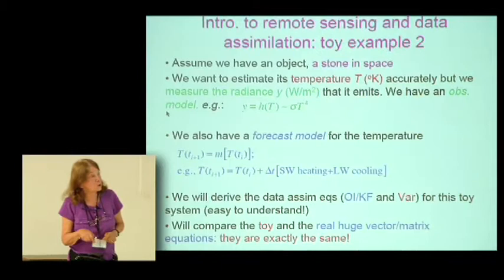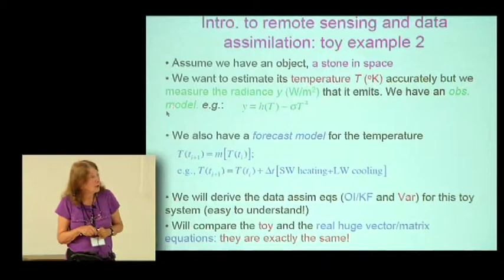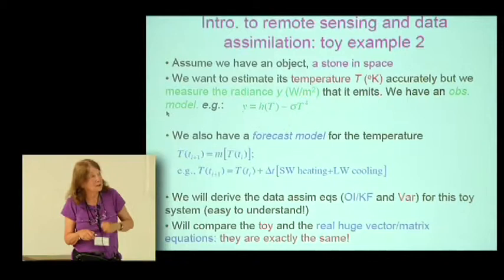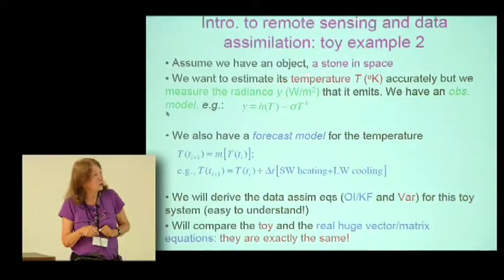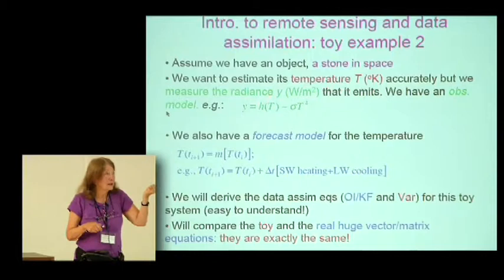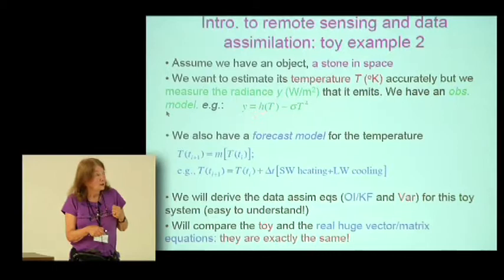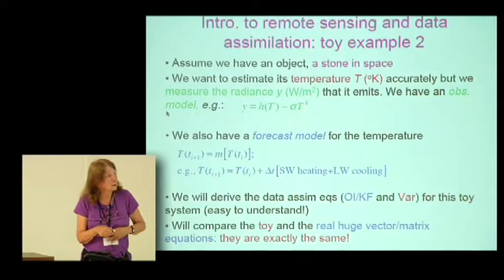So we want to know the temperature accurately, but we don't measure the temperature. We measure the radiance that it emits. So we have an observation. The temperature is in degrees Kelvin and the radiance is in watts per meter squared. So we need an observation model that converts from radiance to temperature. The observation model is usually called H of the temperature, and it's basically the Stefan-Boltzmann equation, sigma constant times T to the fourth.